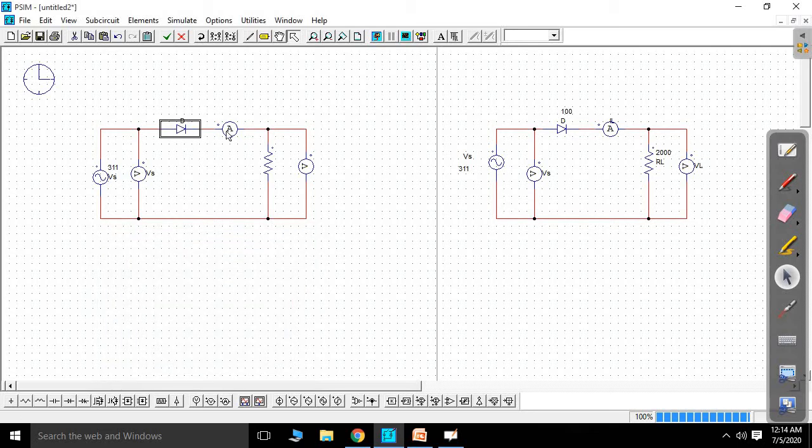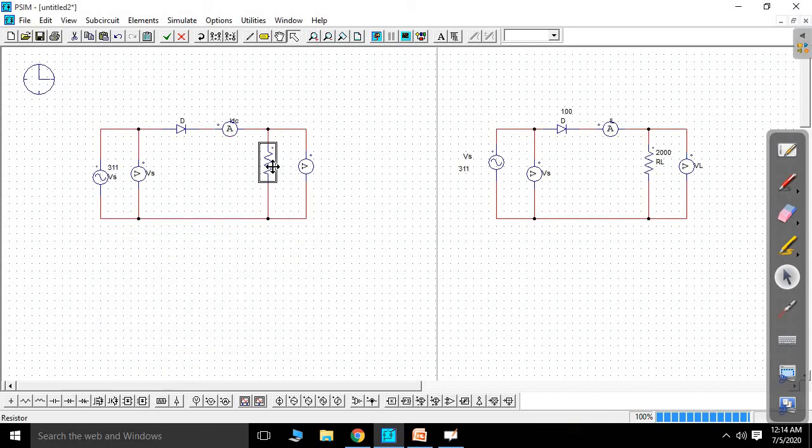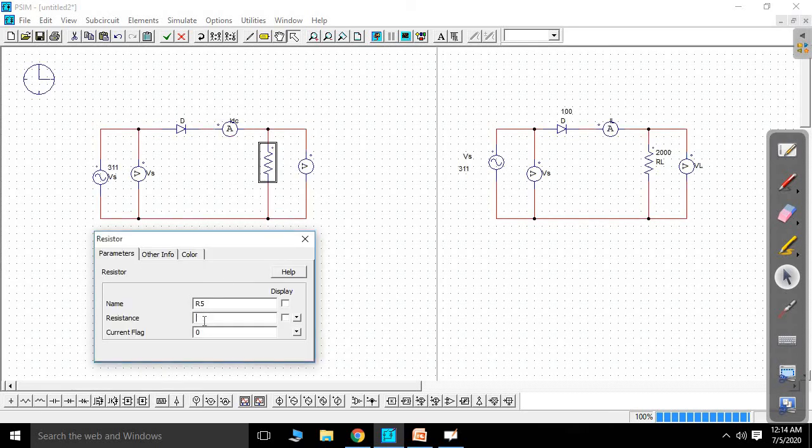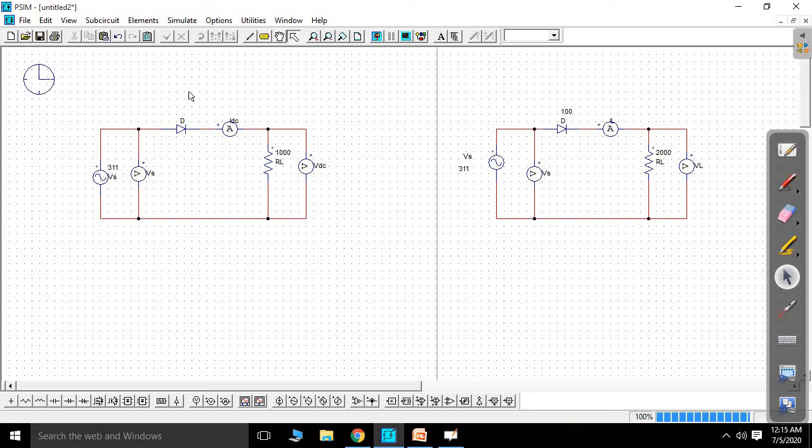Here D. Then the ammeter, I want to label with IL, you may call it IL or IDC, and display. Then load resistance, let my load resistance be 1000 ohm or 1 kilo ohm. I want to show it with the RL label, so display its label and its value. And here it is VDC, that is the output voltage or average voltage. I have to display the name. So in this way I have labeled the whole circuit.